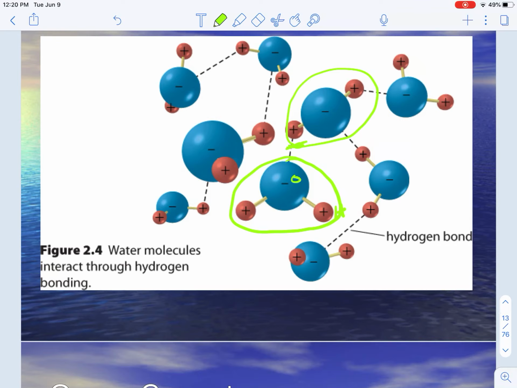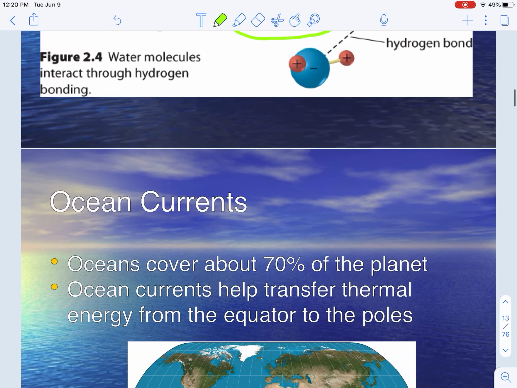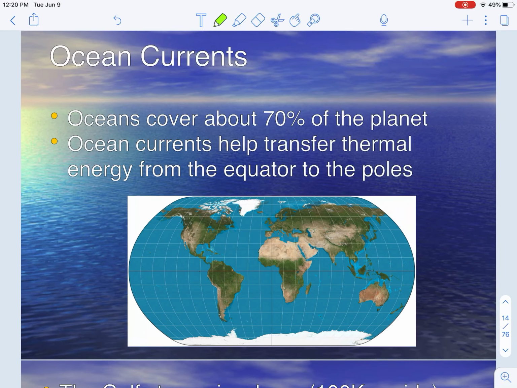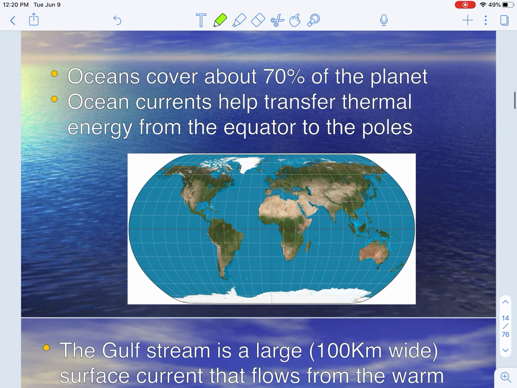So that bond is what gives water its characteristic high heat capacity, as well as high cohesion, sticking together, and high adhesion, sticking to other surfaces.